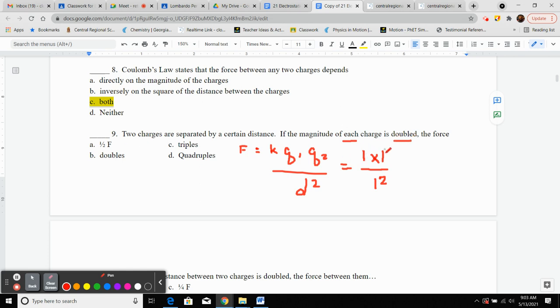Well, that means each charge, instead of them being a 1, we would turn them to 2's because they both doubled. So we'd have 2 times 2 over, and because the distance didn't change, it's still a 1 squared. So 2 times 2 is 4, and 1 squared is 1. 4 over 1, it's 4 times the force, or in this case, it quadruples.